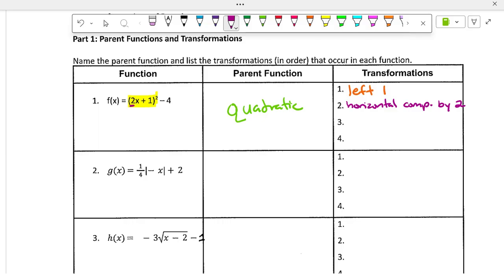Do we have a reflection? Is there a negative anywhere in this being multiplied? No, there's not. Typically, the negative will be multiplied to the dilation or be outside of the brackets on the left. So there's no reflection.